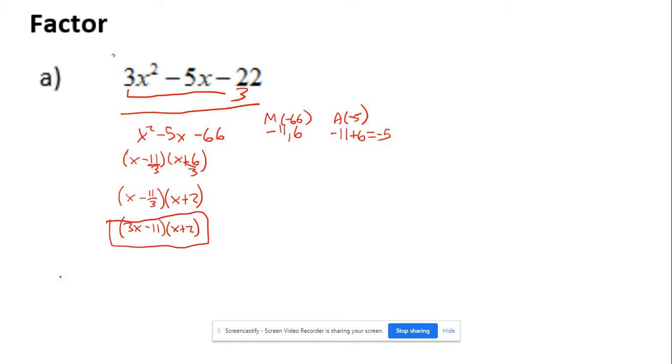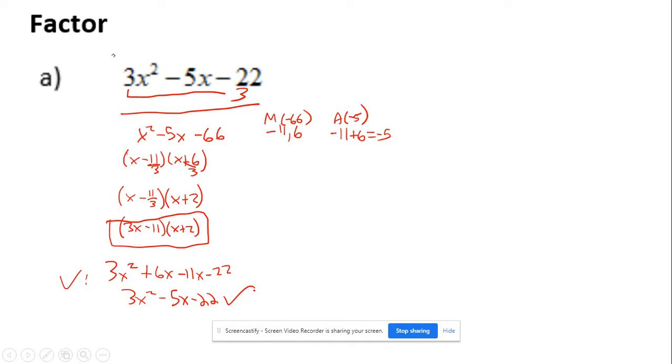By the way, if we wanted to check that, I would by FOILing. 3x squared plus 6x minus 11x minus 22 gives us the original problem that I started with, which tells me that I factored it correctly.